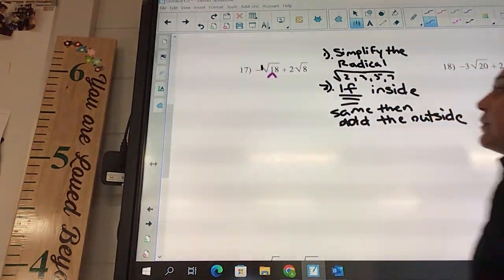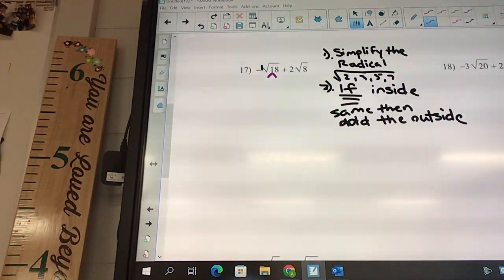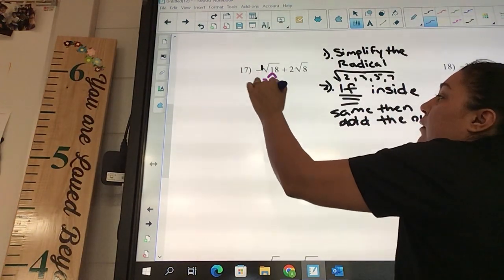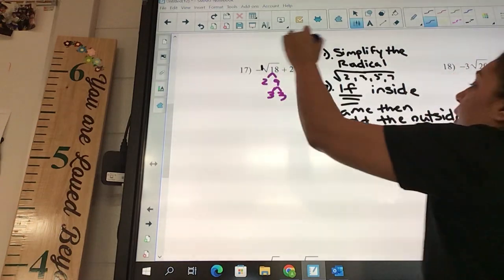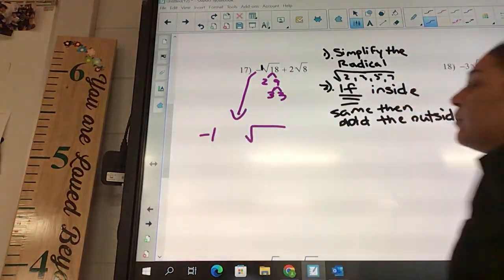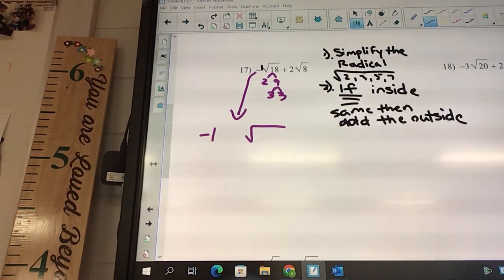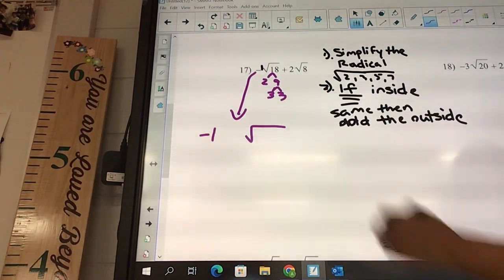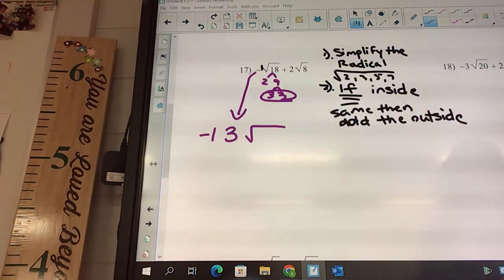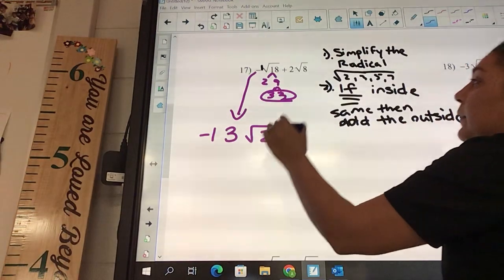What are some factors of 18? 9 and 2, 3 and 3. Okay, and then we're going to drop this -1 down. So who can go? A set of 3. So he's going to go on the outside. Who cannot go? 2. The 2 on the inside.